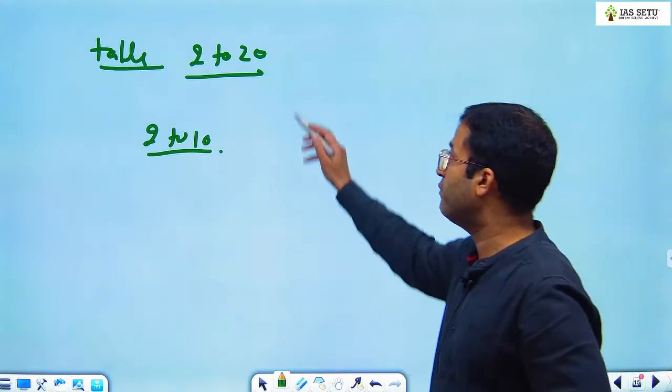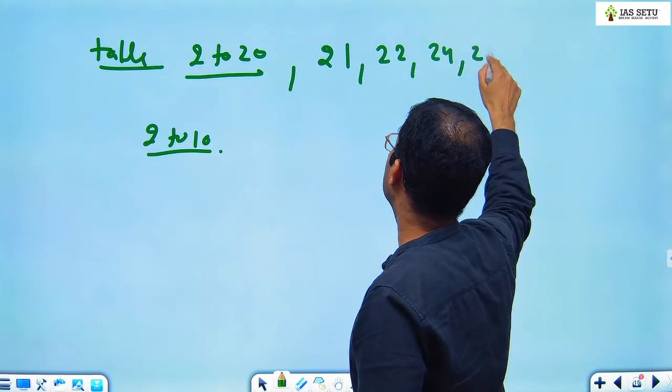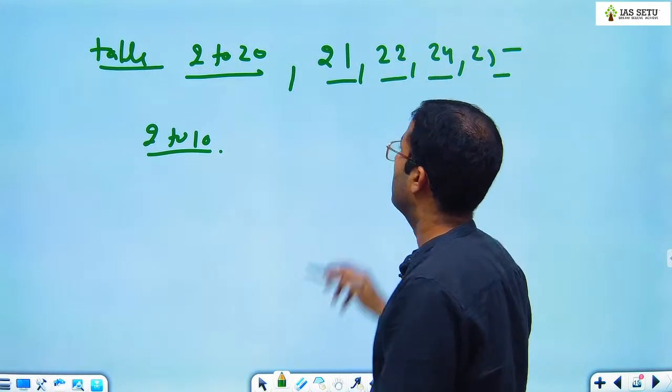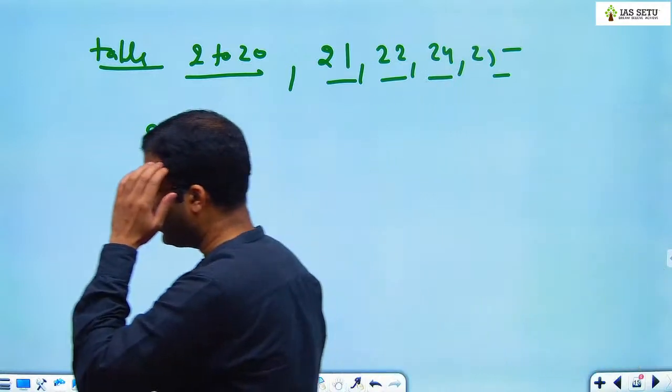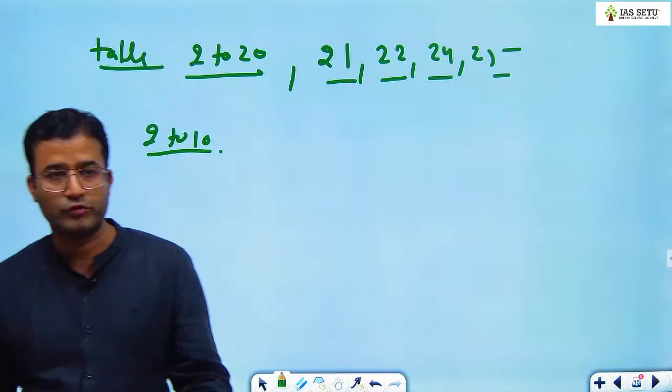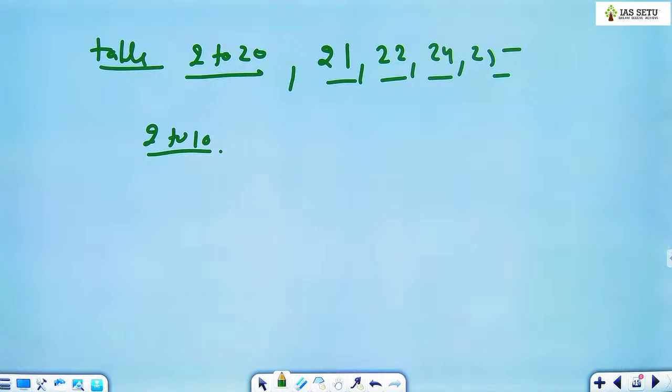You add one more table, table of 21, 22, 24, 25. Other than this, you have to remember table of 21, table of 22, table of 24, table of 25. This is your homework.